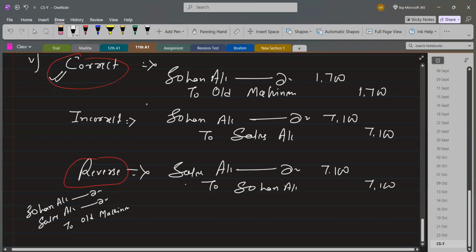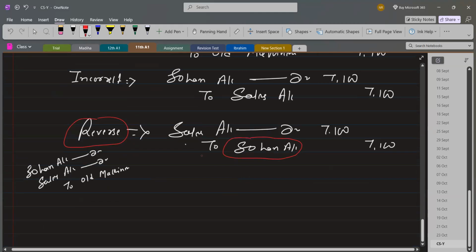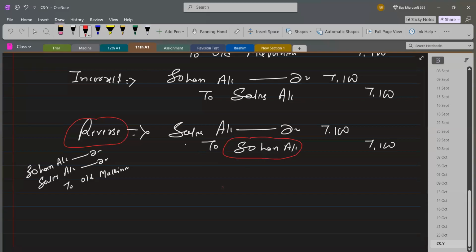Okay. So first of all, one account is common, Sohan. Sohan is on the debit side here with 1700 and Sohan is on the credit side here with 7100. So we have to write the account on the side where the amount is higher. So Sohan will be on the credit side.